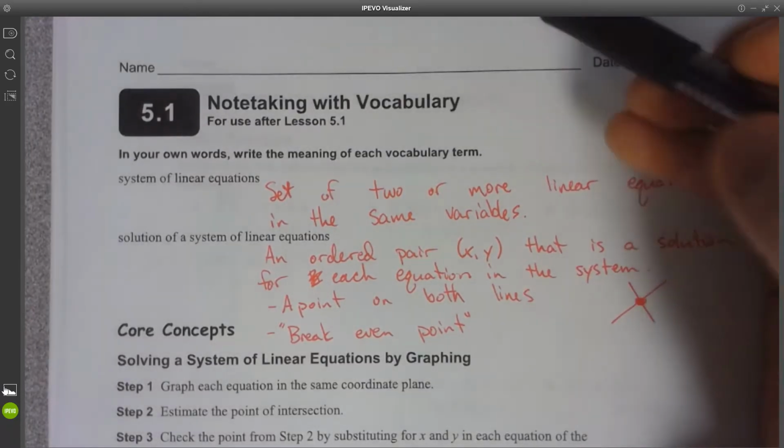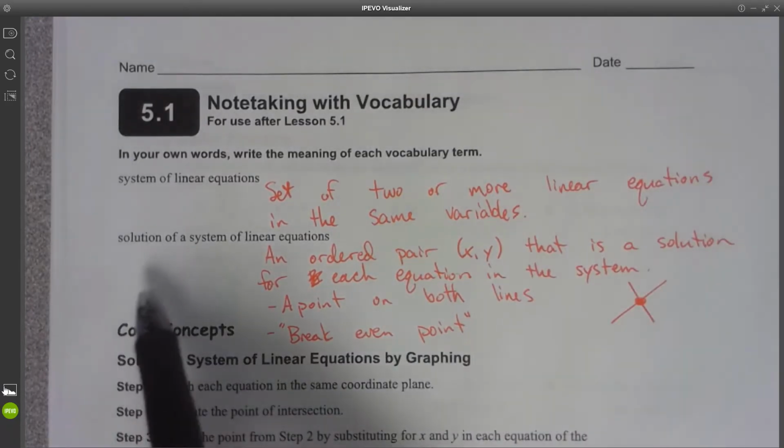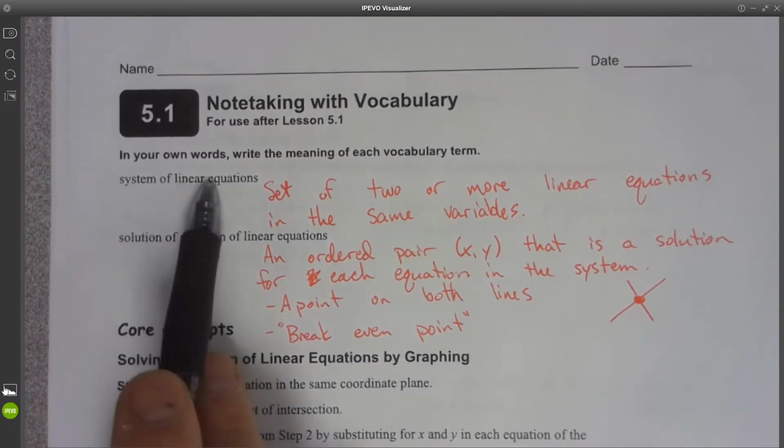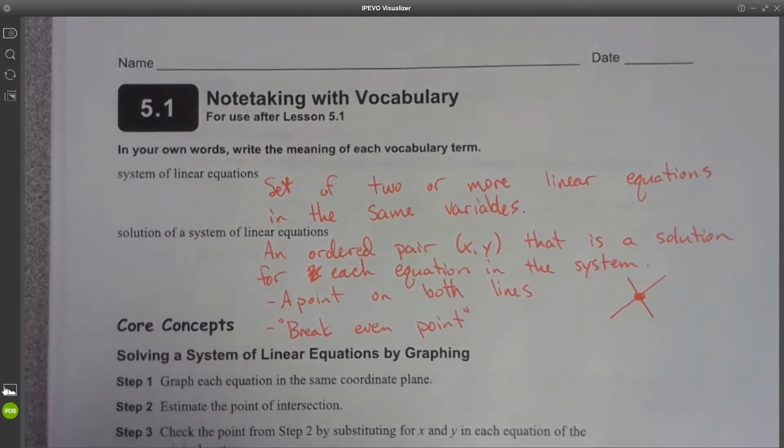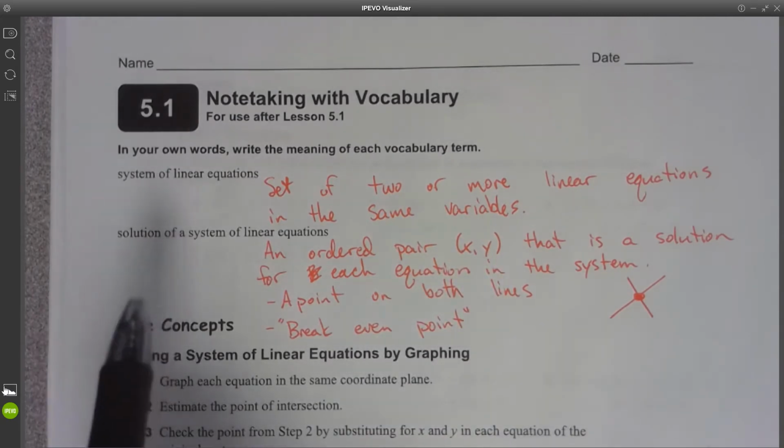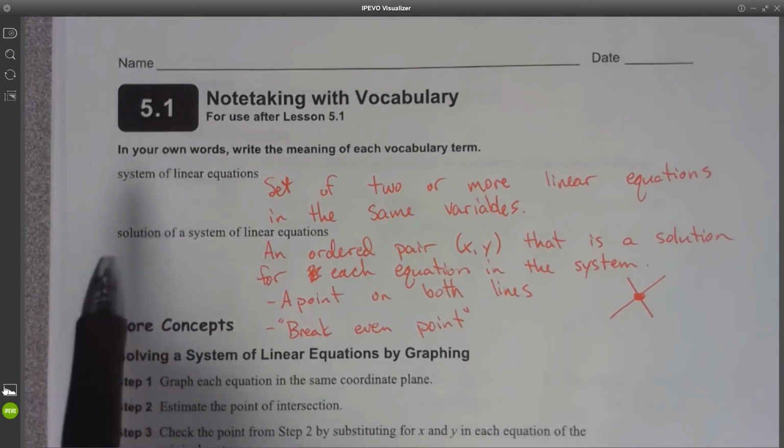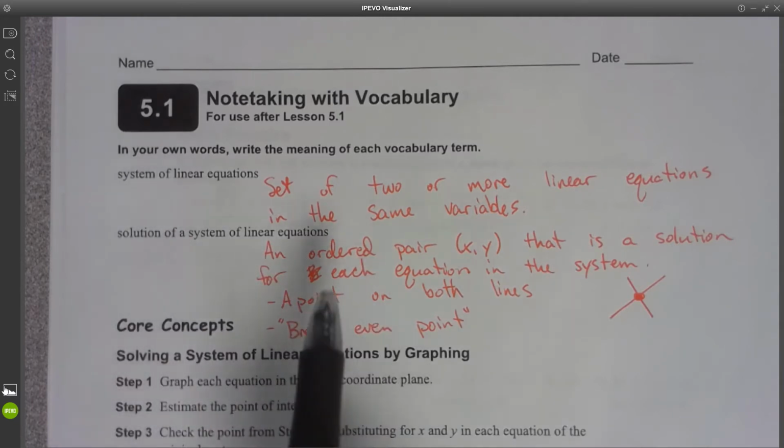In section 5.1, we're just starting to look at systems of linear equations, which is just having two or more linear equations using the same variables. Typically, that'll be x and y. A solution, so we're going to be working on solving these systems, is a point or an ordered pair that's a solution for each equation in the system.